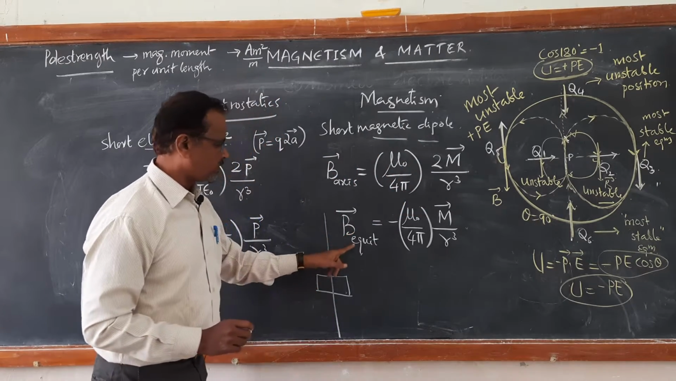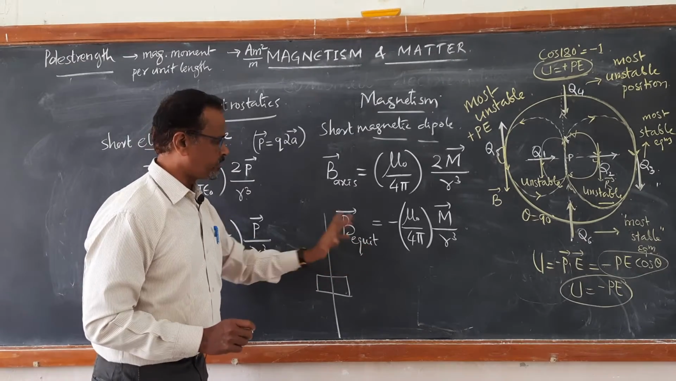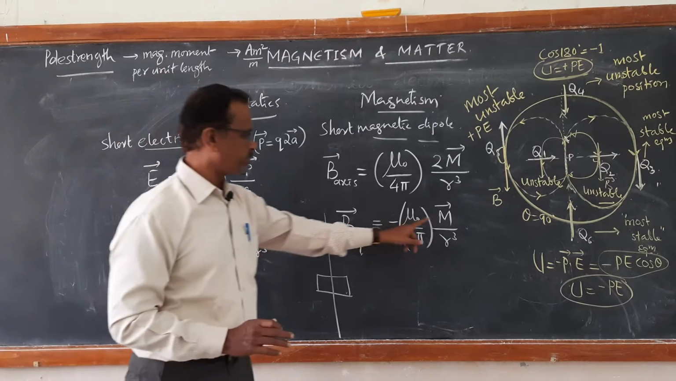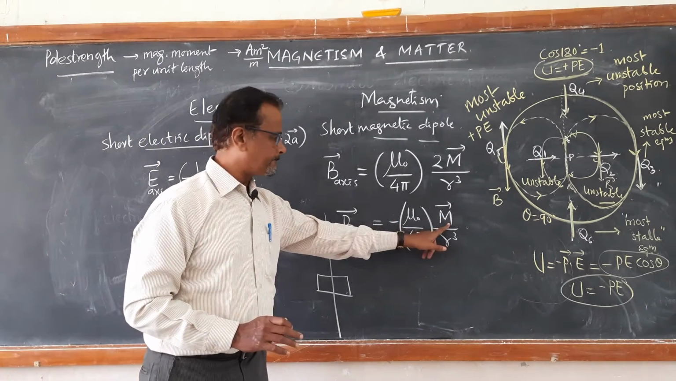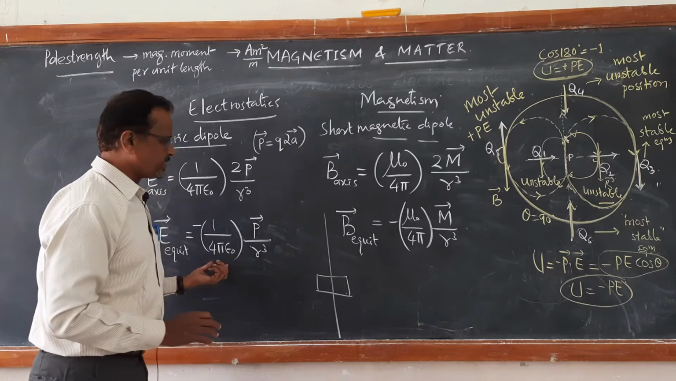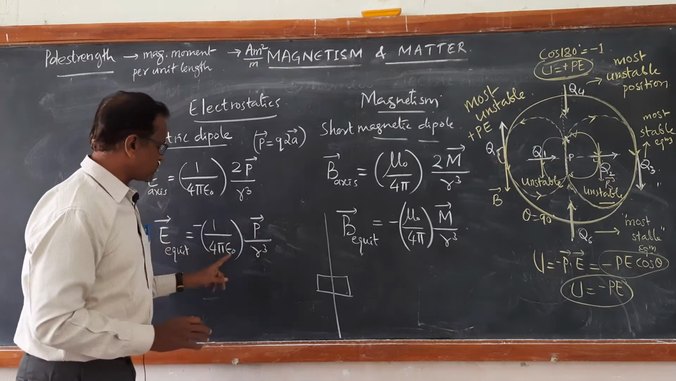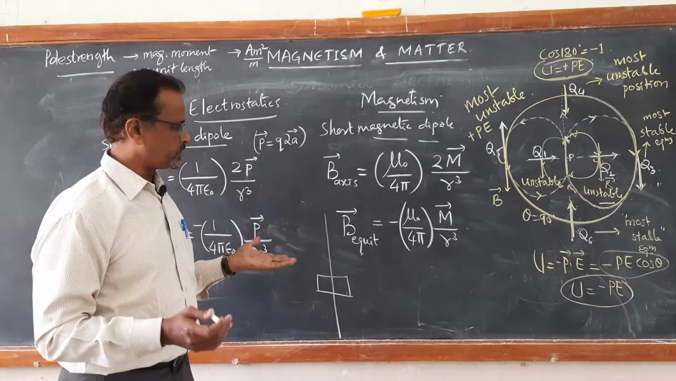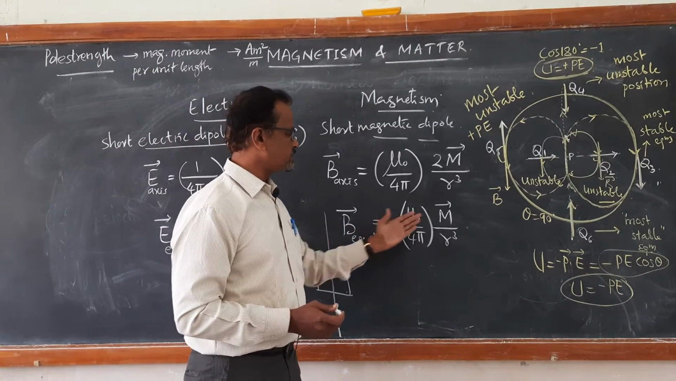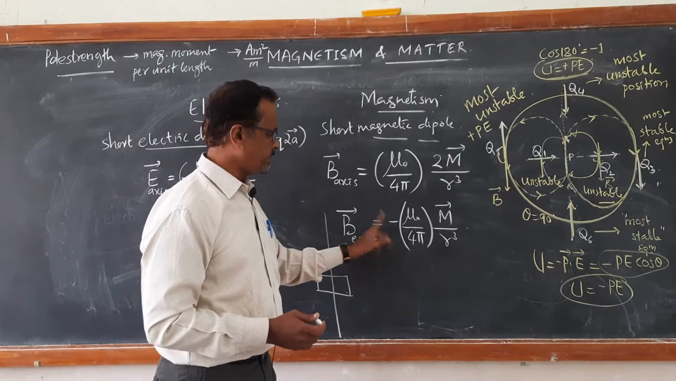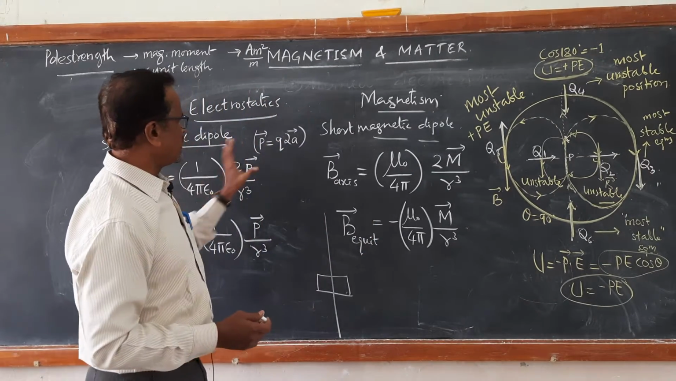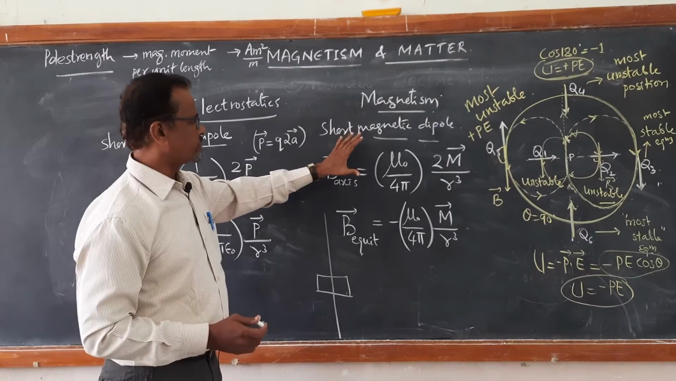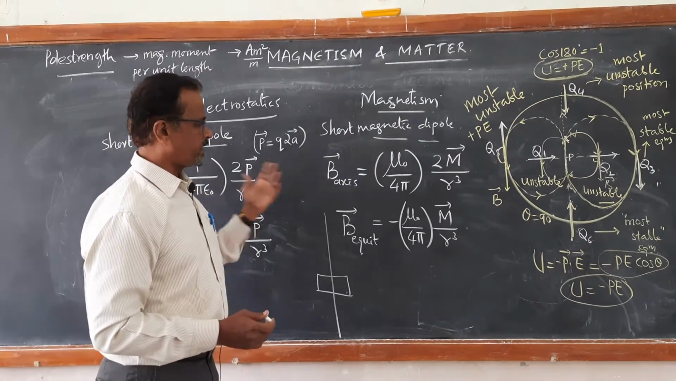Similarly, for the magnetic field on the equatorial plane, the equation is similar; instead of p vector you get the magnetic moment vector m. The remaining thing is almost the same, 1 upon epsilon naught is replaced by mu naught. Here also it is in the opposite direction. So, B equatorial is in the opposite direction of the magnetic moment, that is why you get a negative sign. This is the analog of electrostatics for a short magnetic dipole.